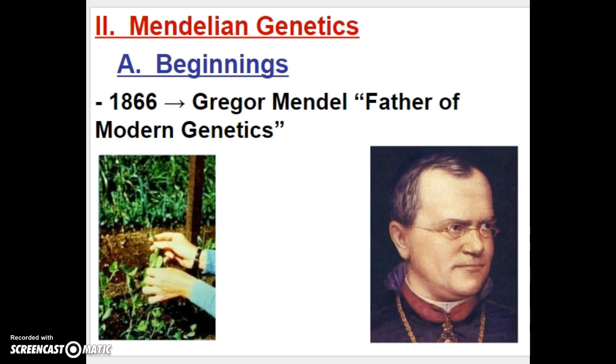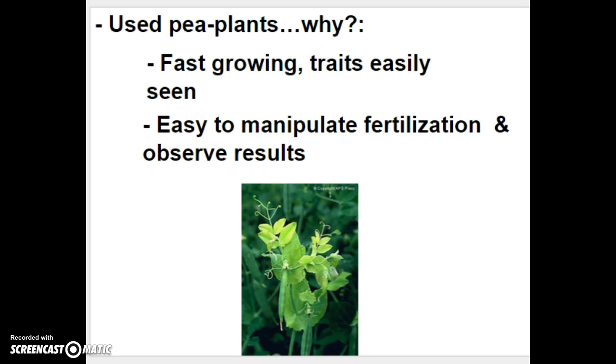So he was really the first guy to document his experiments and observations about why things look the way that they do. And his most famous study was using pea plants. So he was growing garden variety peas. They are perfect to use for genetics experiments because, first of all, they grow very fast. The traits are very easily seen. Plants were either tall or short. They either had purple flowers or white flowers.